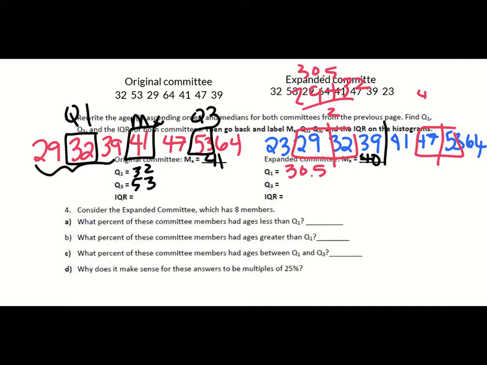And then this one, 47 plus 53 over 2, that's going to give you 50.